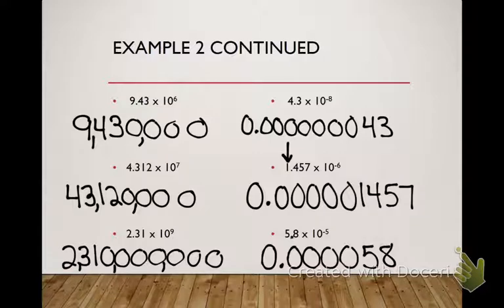Again, the first number counts as 1, and then 4 more zeros in front of the 5 to get me 5 decimal places to the left. All right, so that's how I write the numbers in standard form. You have a section like this on your homework.